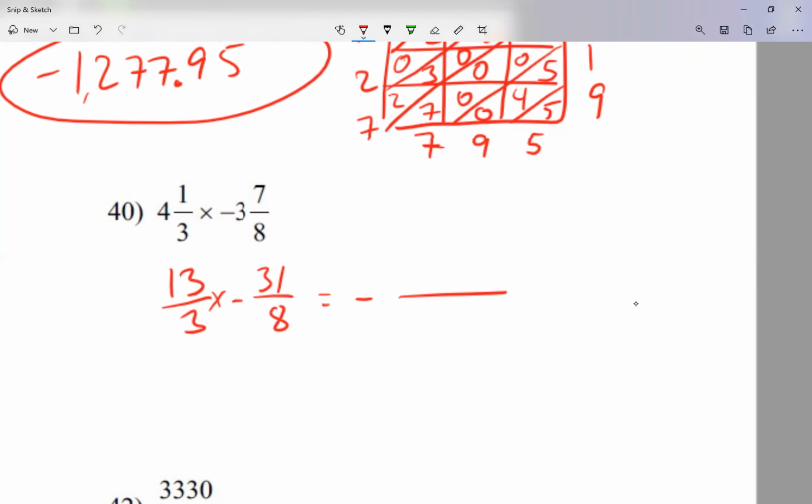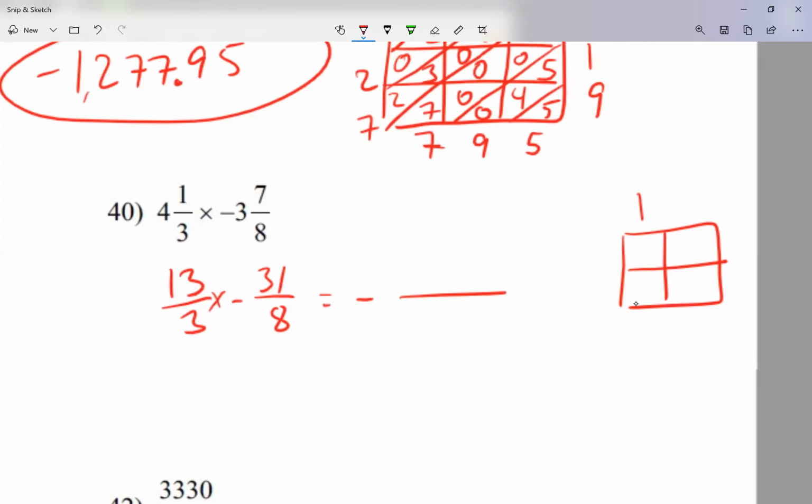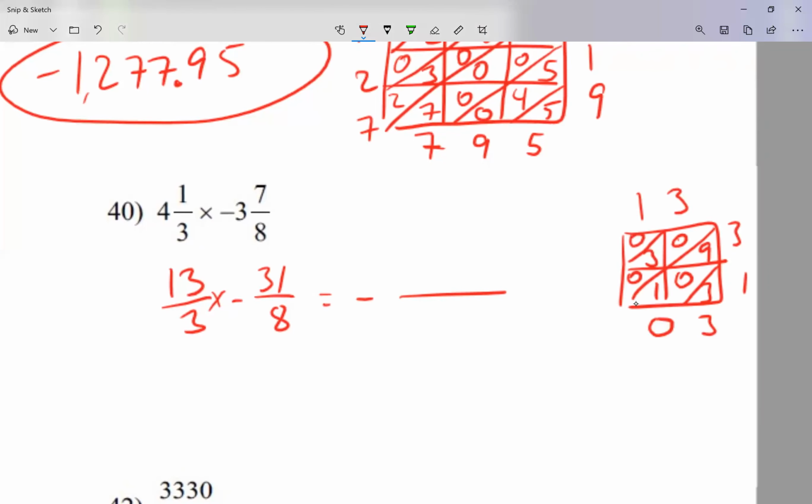Positive times a negative. Now on the top, 13 times 31. Let's see. I'm going to do 13 times 31. We know how to do multiplication. 13 times 31. See, this is 3, this is 9, this is 1, and this is 3. So 3, 10, 4. 403. 13 times 31 is 403. 3 times 8 is 24.